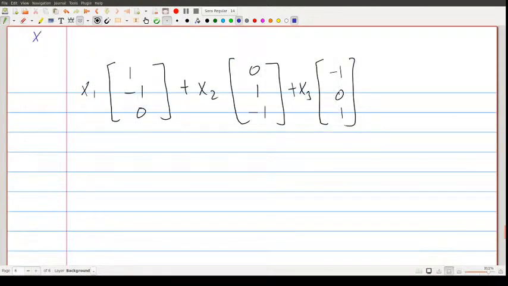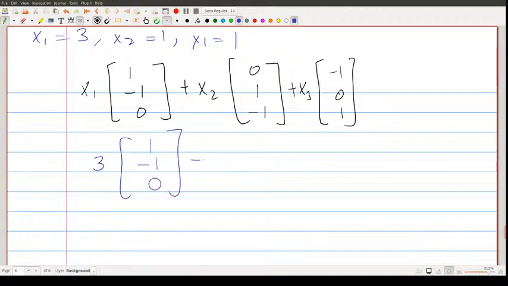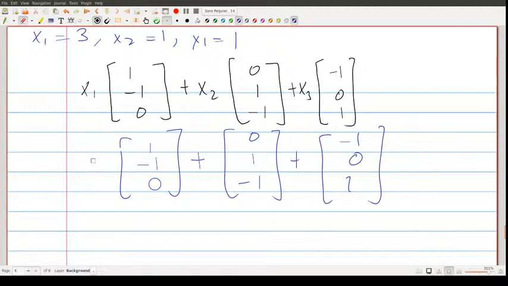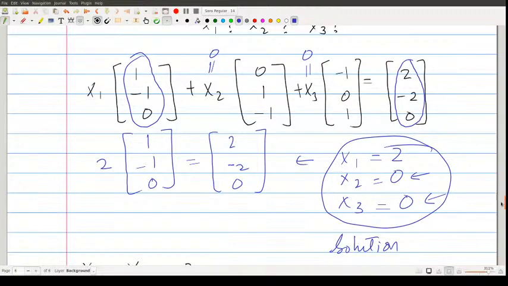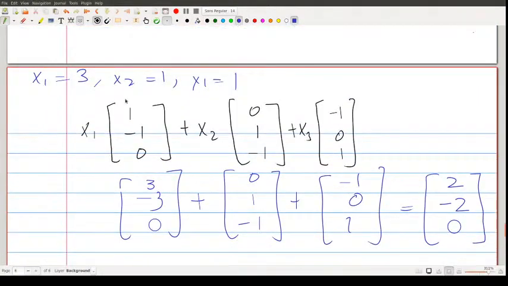Okay, so I found some values, x1 is equal to 3, x2 is equal to 1, and x3 is equal to 1. Let's try to find out what the linear combination using these numbers gives me. So 3 times the first vector, plus 1 times the second vector, which is 0, minus 1, 1, plus 1 times the third vector, which is this. If I multiply this by 3, this is just 3, minus 3, and this. Now let's just add these together. So 3 minus 1 is 2, minus 3 plus 1 is minus 2, and 0 minus 1 plus 1 is just 0. So what I found is another solution, x1, x2, x3. This is another combination that gives me a solution.